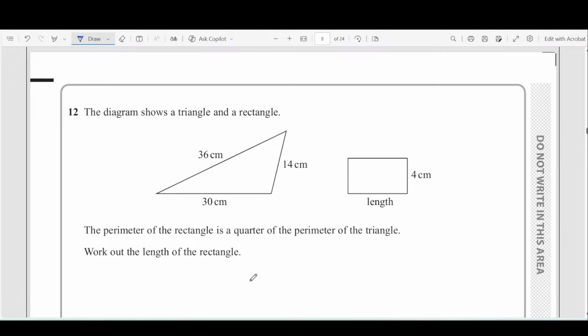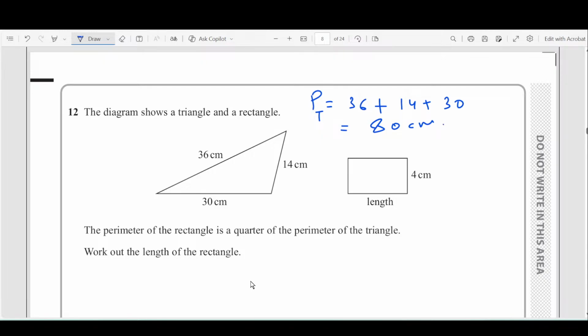The diagram shows a triangle and a rectangle. The perimeter of the rectangle is a quarter of the perimeter of the triangle. We need to find the length of the rectangle. Okay, so the perimeter is just the sum of all the lengths, right? Because perimeter is just the boundaries. To find the perimeter of the triangle, I'm writing PT for triangle. 36 plus 14 plus 30. Just add all of them, and we get 80 centimeters.